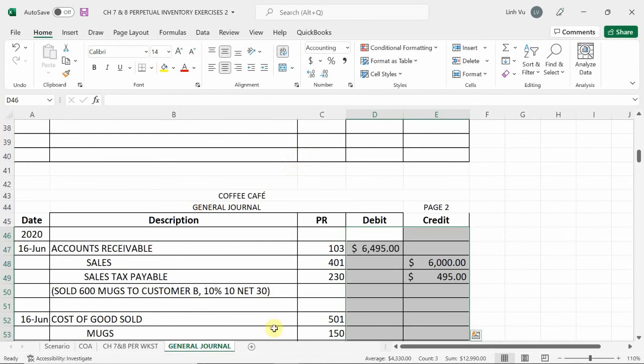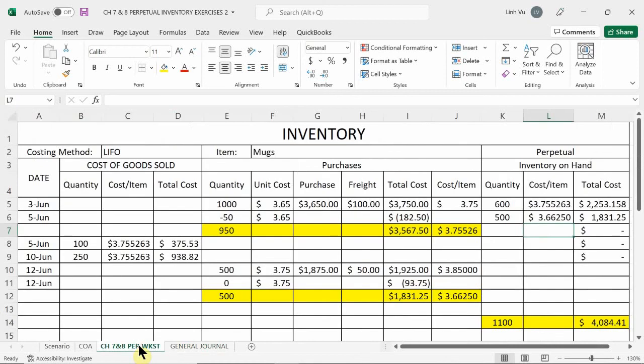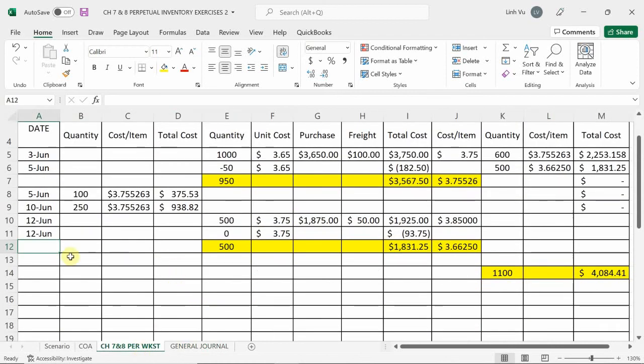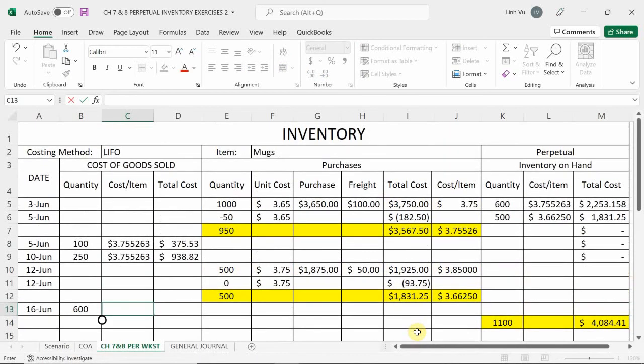Okay. And then now we need to calculate what we sold. Okay. So here, inventory worksheet. We sold 600. Now, let's determine this. First off, what method are we using? LIFO. We're using LIFO, last in, first out. So which batch of inventory am I going to take out from first? The 500. We're going to get rid of the last 500, right? But we need to sell 600, so we will be dipping into our second batch of inventory anyway.